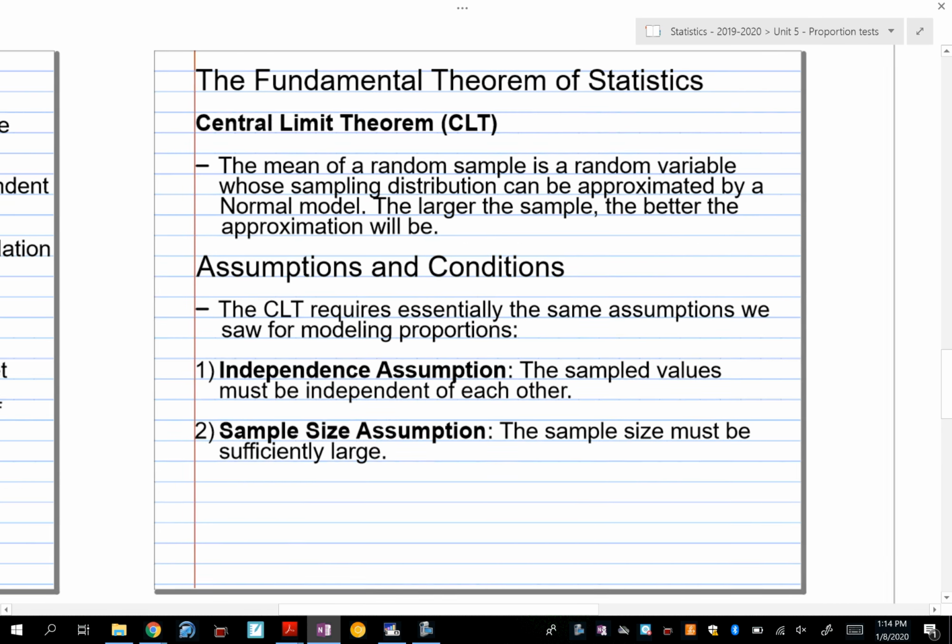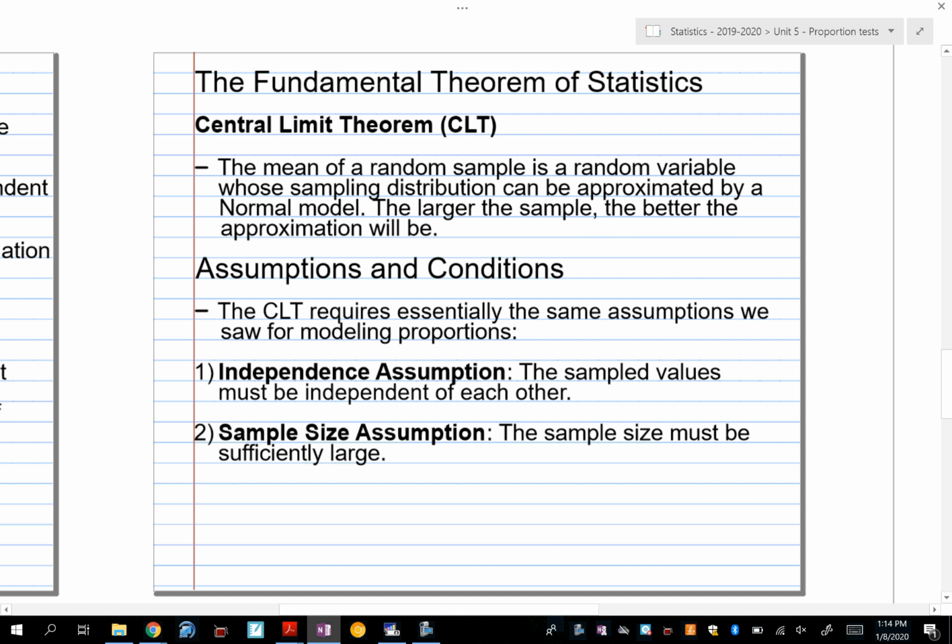Now, if you were here yesterday or you watched the videos that I posted, you probably remember that we're going to have to make some assumptions. What do you notice about these two assumptions? They're the same as the ones yesterday. One is the independence assumption, the same thing as yesterday. And the other one, the sample size assumption, is also the same. So right now, there's no difference between yesterday and today, proportions and means. We're still going to make the same two assumptions with a sentence.